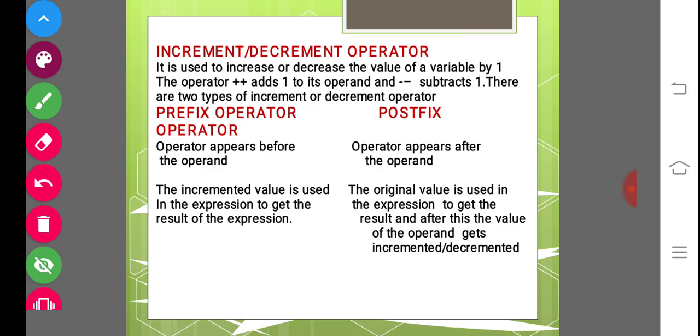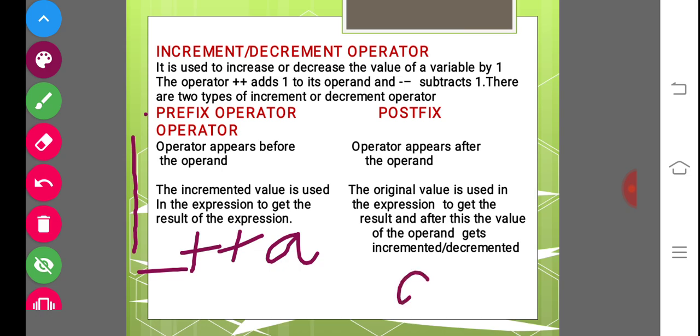Now what is the difference? The first point says that the prefix operator appears before the operand. So let's say if I write ++a, this is the prefix operator, and the postfix appears after the operand. So if I'm writing a++, this is postfix.